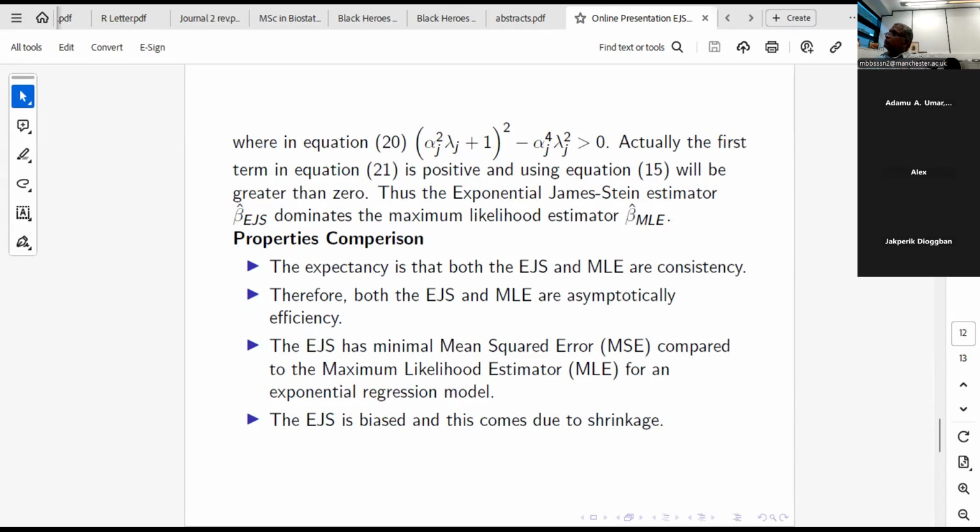So comparing the properties, the expectation is that both the exponential James-Stein and the maximum likelihood estimator are consistent. Also, both are asymptotically efficient. This would be gotten from the properties of the maximum likelihood estimator, as shrinkage would not change these properties. And then in terms of the mean squared error, we have already seen that the exponential James-Stein estimator will have minimal mean squared error.